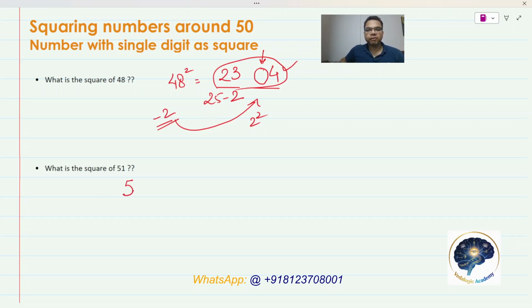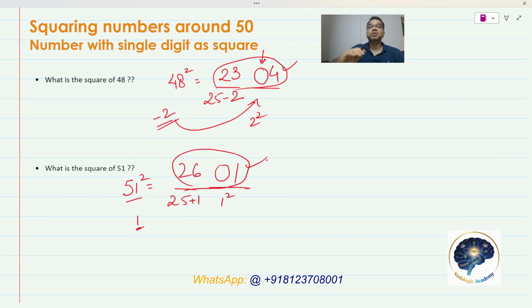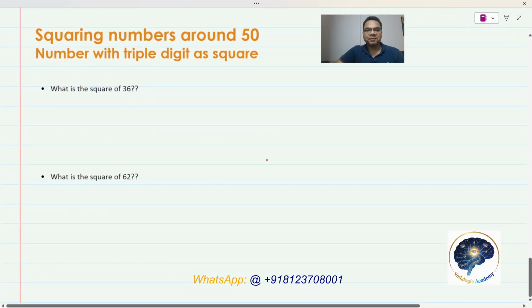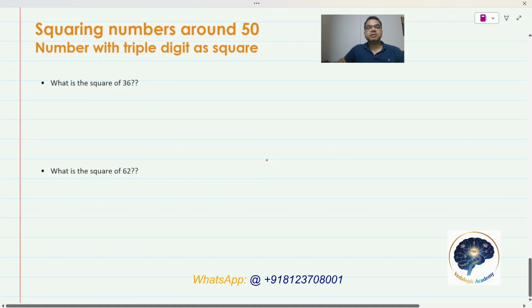Similarly, if you see this one, 51 square we have to do. 51 minus 50 is 1. So again 1 into 1 is 1 square is 1 only. But then I can't put single digit. I'll have to put two digits. So 0, 1. And here on the left hand side, 25 plus 1 is 26. This is our answer. So simple using Vedic Maths, right? Okay. So we have done the questions from 40 to 60. Now let's see if the numbers are beyond this.